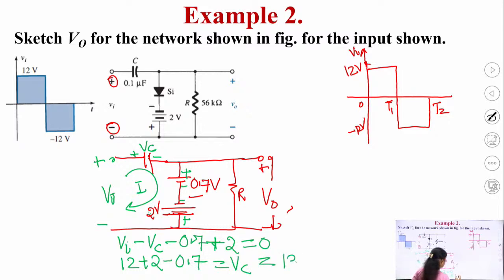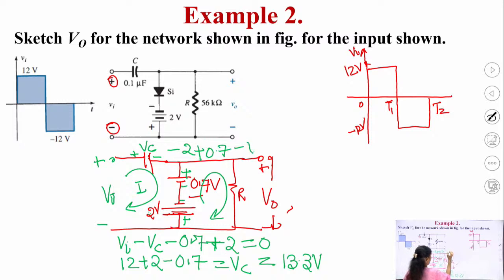13.3 volts. So, this is your Vc. Also, in the second loop, this is your second loop. So, in order to calculate the output voltage during the time period 0 to T1, we have to write the KVL for the second loop as well. So, if you write the KVL, I am writing here. This is minus 2 plus 0.7 minus V naught is equal to 0.